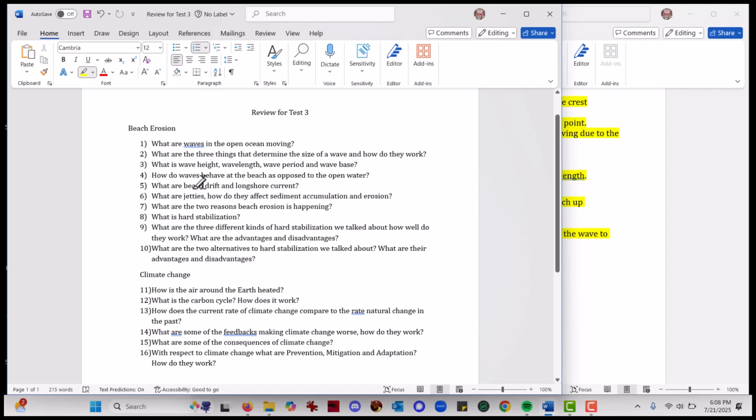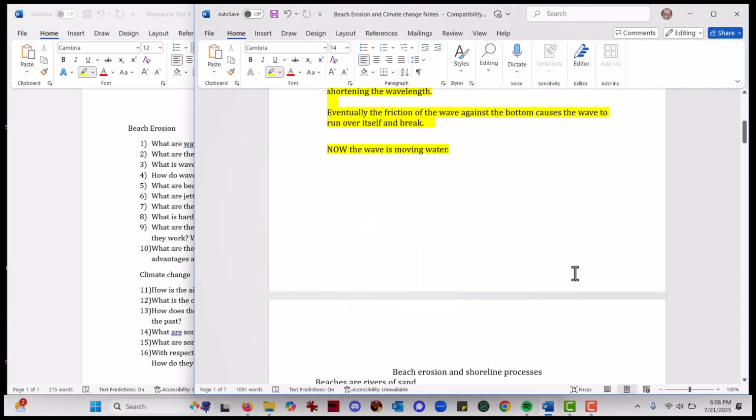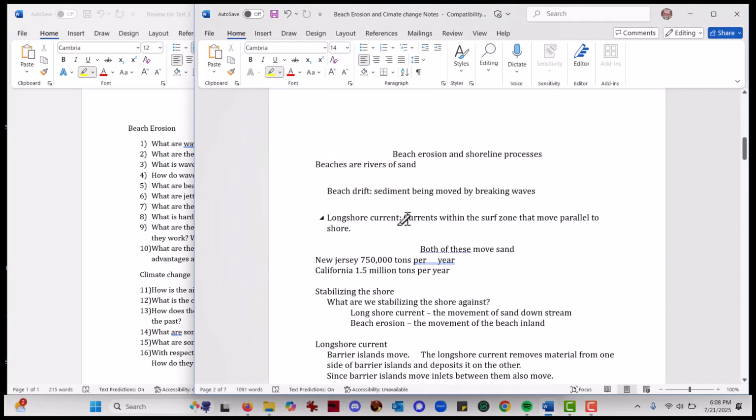And so let me see. Question number 5: what are beach drift and longshore current? Right, so these are two ways that waves move sand. Beach drift is just that wash of the wave up the beach face, moving sand. Waves rarely, if ever, come in straight. They always come in at an angle, which means that as the wave breaks at an angle, it moves that sand up and then down and then up and then down, kind of in a zigzag across that beach face.